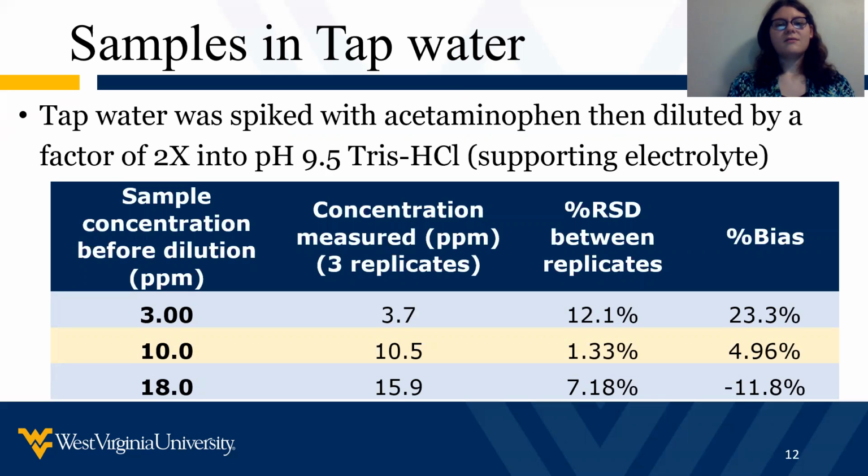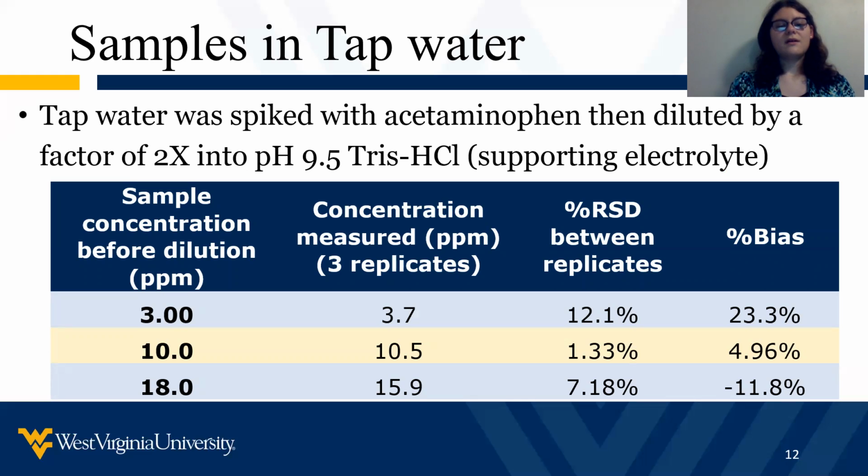Next, we wanted to test it out with some simulated samples. We started with simulated samples in tap water. To do this, we took tap water and added acetaminophen to it. However, tap water does not have many dissolved electrolytes in it, so it's not ideal for electrochemical reactions. Therefore, we diluted this into our pH 9.5 Tris-HCl.